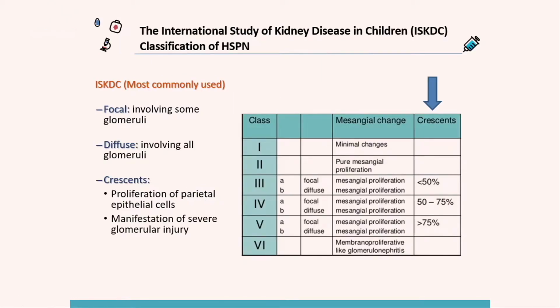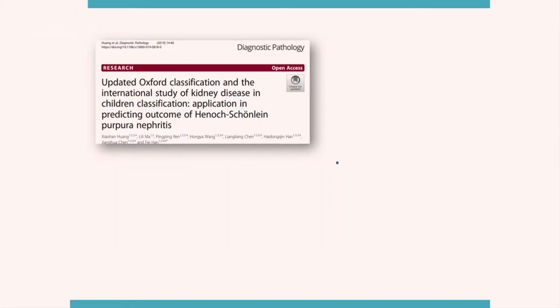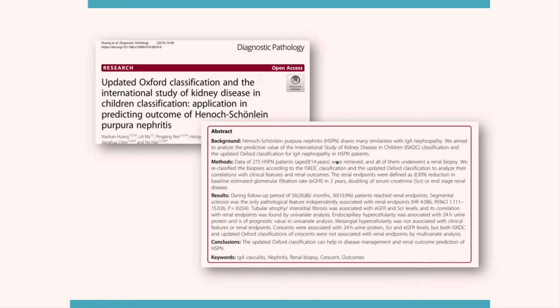So when we look at the kidney biopsy, this is the ISKDC classification, which is the most widely used classification that we use. And it focuses on the percentage of crescents. So the more the crescents, the more aggressive the disease is. But actually, since we've mentioned there is a lot of literature talking about the similarities and yet the differences between IgA nephropathy and also IgAVN, the Oxford classification that was originally used for IgA nephropathy has also been used to classify IgAVN as well. So mind you, this is not validated yet.